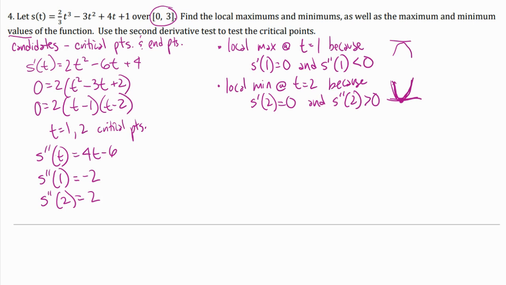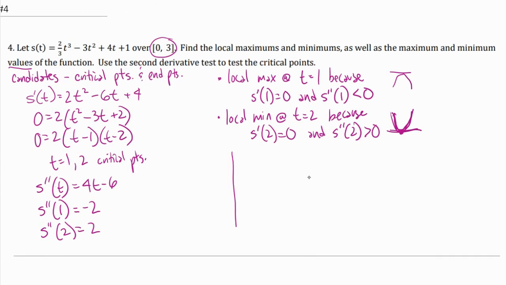All right, now it says find the local maxes and mins, which I found. And it also says maximum and minimum values. Okay, so I know at my endpoints something happens. So let's figure out what happens at your endpoints in order to figure out your absolute max and min values.